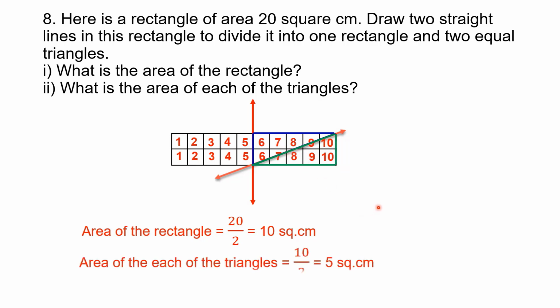Therefore, area of each of the triangles is 10 divided by 2, where 10 is the area of this rectangle. Since this line divides this rectangle into two equal triangles, we have to divide 10 by 2. 10 divided by 2 is 5 square centimeters. That is, area of each of the triangles is 5 square centimeters.